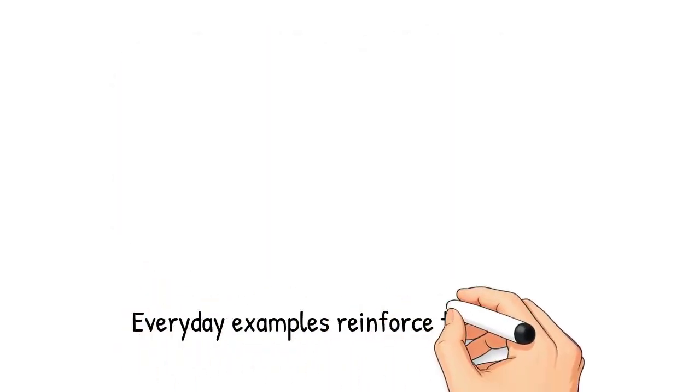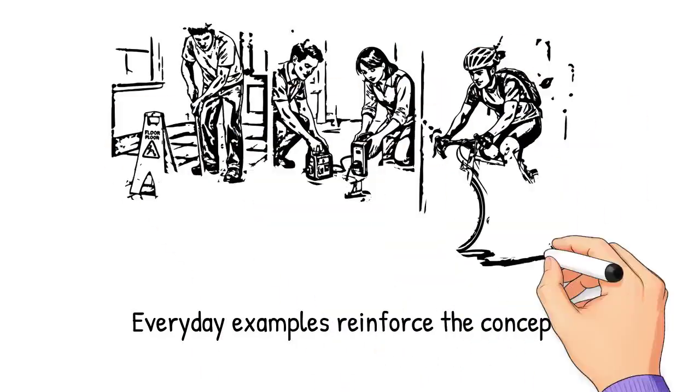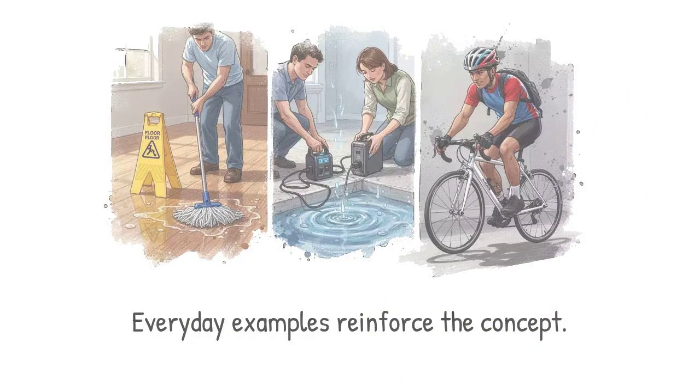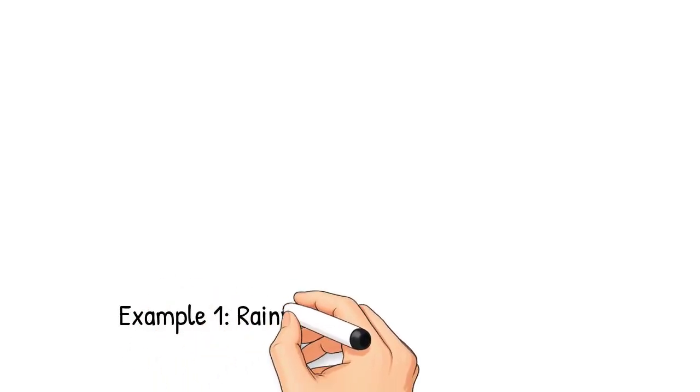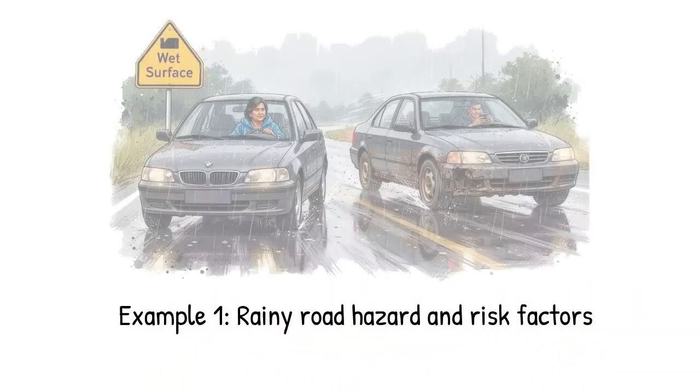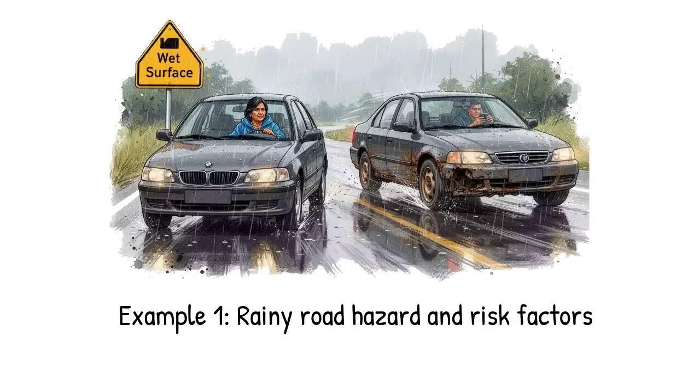Let's look at a few everyday examples to lock this in. Example 1. Rainy road. Hazard, wet, slippery road surface. Risk, careful driver, low speed, good tires leads to lower risk. Speeding driver, bald tires, or texting leads to higher risk.